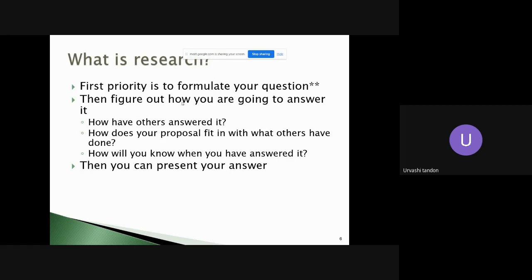And how will you know that others have answered? See, you have a problem, then you try to figure out how others have answered. And now, since others have answered in some other country, let me do this research in my country and see whether the results others have given are the same. And then you can present your answer, right?